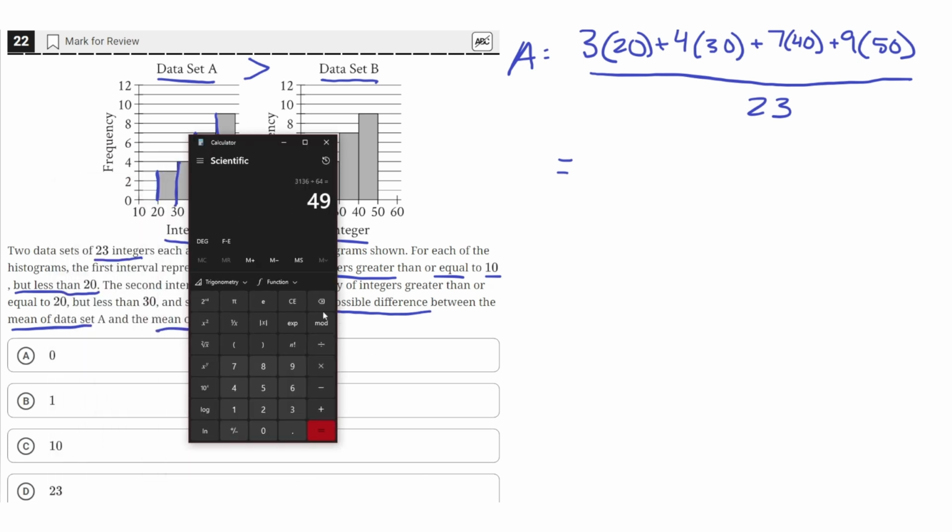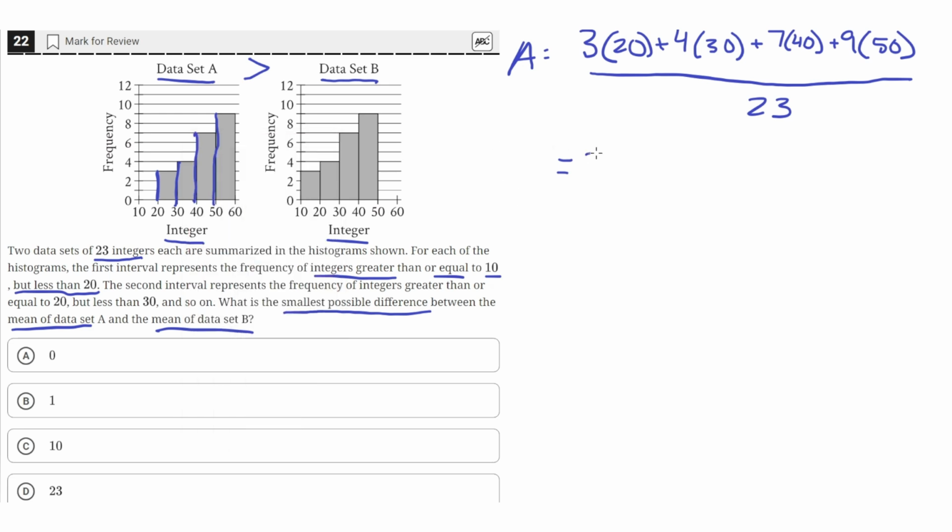So let's put that into our calculator and find the mean. So 3 times 20 plus 4 times 30 plus 7 times 40 plus 9 times 50. That's equal to 910 divided by 23. And that's about 39.56. So that's the mean of dataset A. Now let's do the same thing for B.